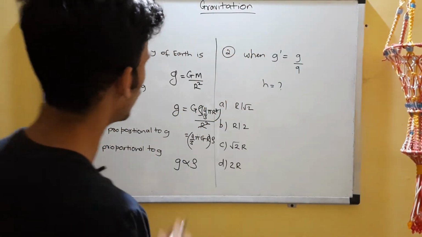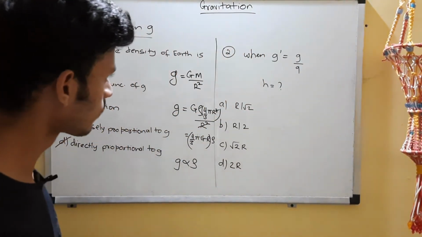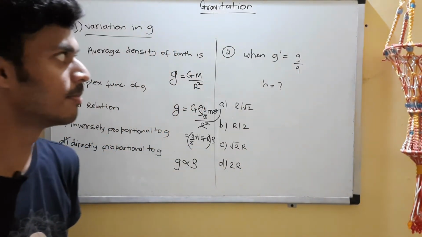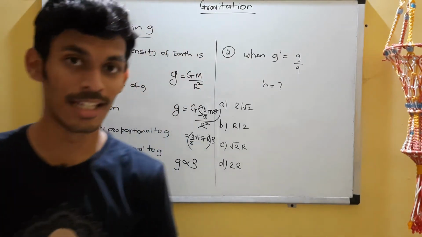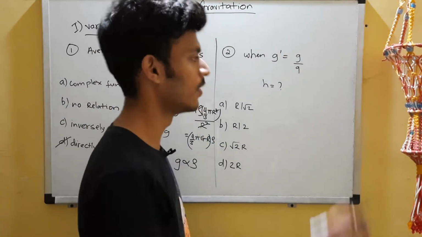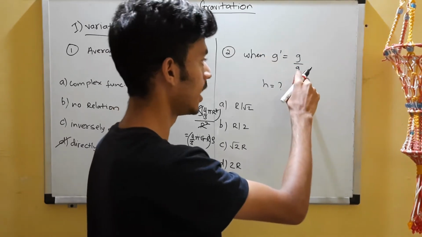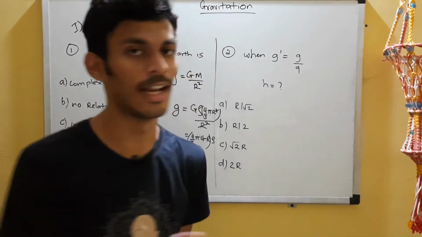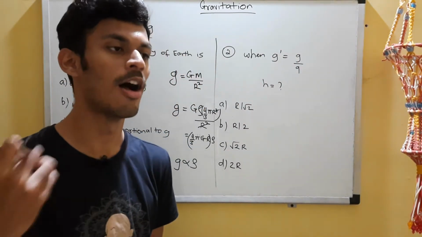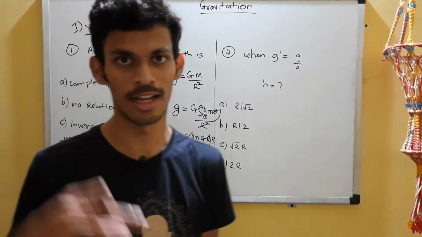Okay, now coming to question number 2. You are supposed to tell a height where acceleration due to gravity becomes 1/9 of its initial value. This is the acceleration due to gravity on the surface of Earth. It will become 1/9 of its value at what height? Or at what height will the acceleration due to gravity become 1/9 of its value at the surface?